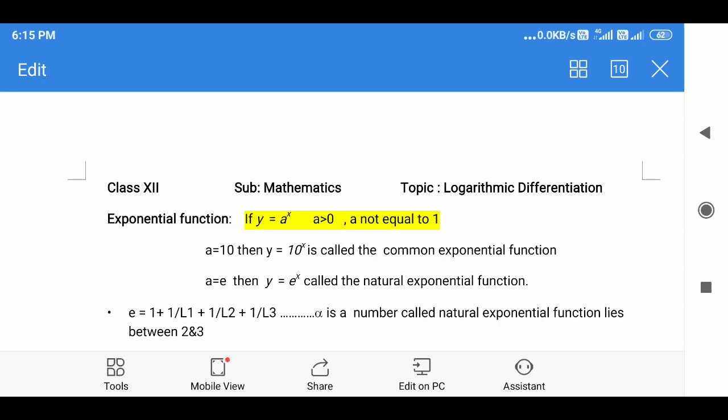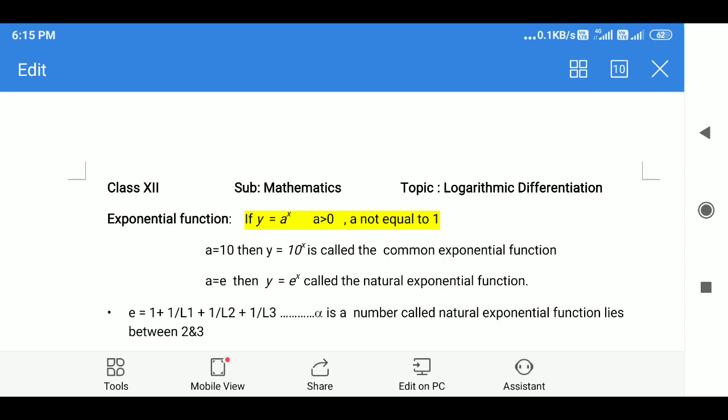Here a is also called the base and x is called the power. If base a is equal to 10, then it will become y is equal to 10 power x. It is called the common exponential function. If a is equal to e, a number, then y is equal to e power x is called the natural exponential function.